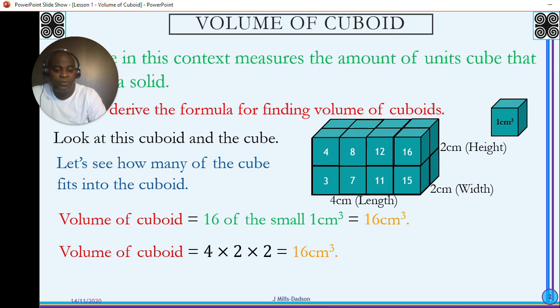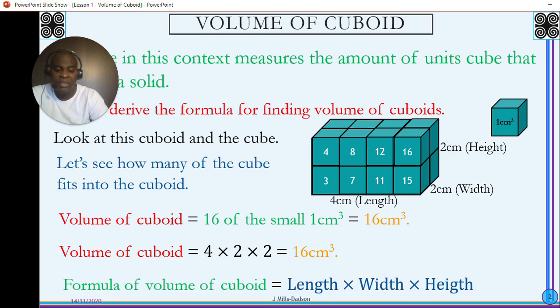That is why the formula is given as length times the width times the height in any order. It doesn't really matter which order. Length times width times height is the formula for cuboid. Cube the same, length times length times length, because all the sides are equal.